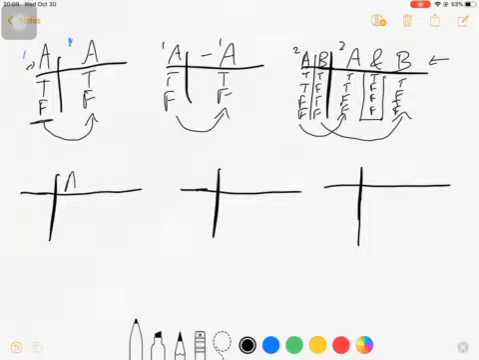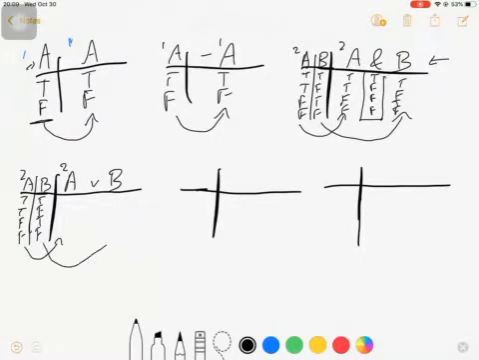Now let's do a disjunction, A or B. Again, we have two letters over here, which means we need two letters over here. A goes first, B goes second. We follow our pattern of T, T, F, F. Then we follow our pattern for the base column, which is alternating T's and F's. Bring everything over.